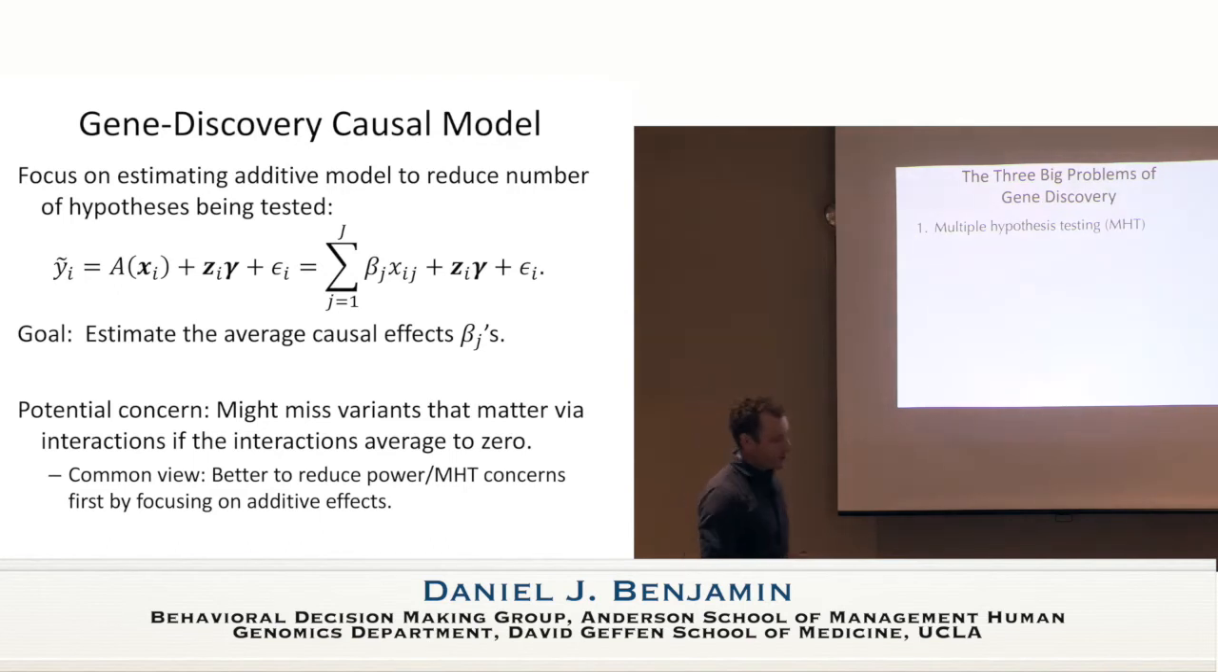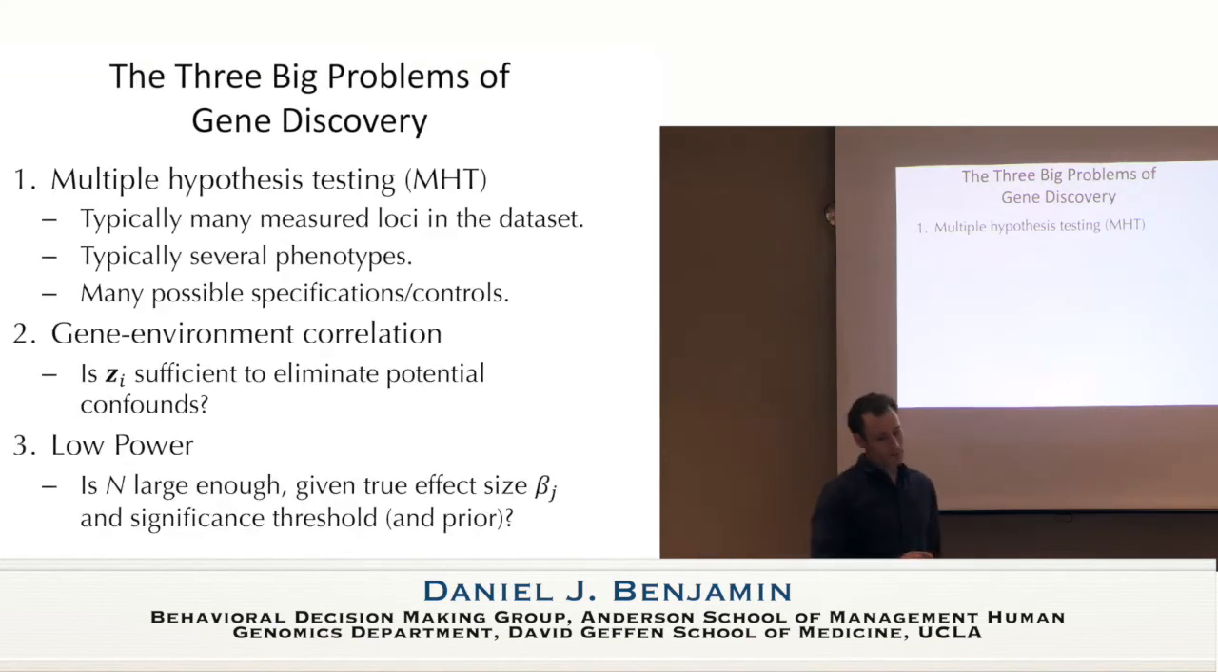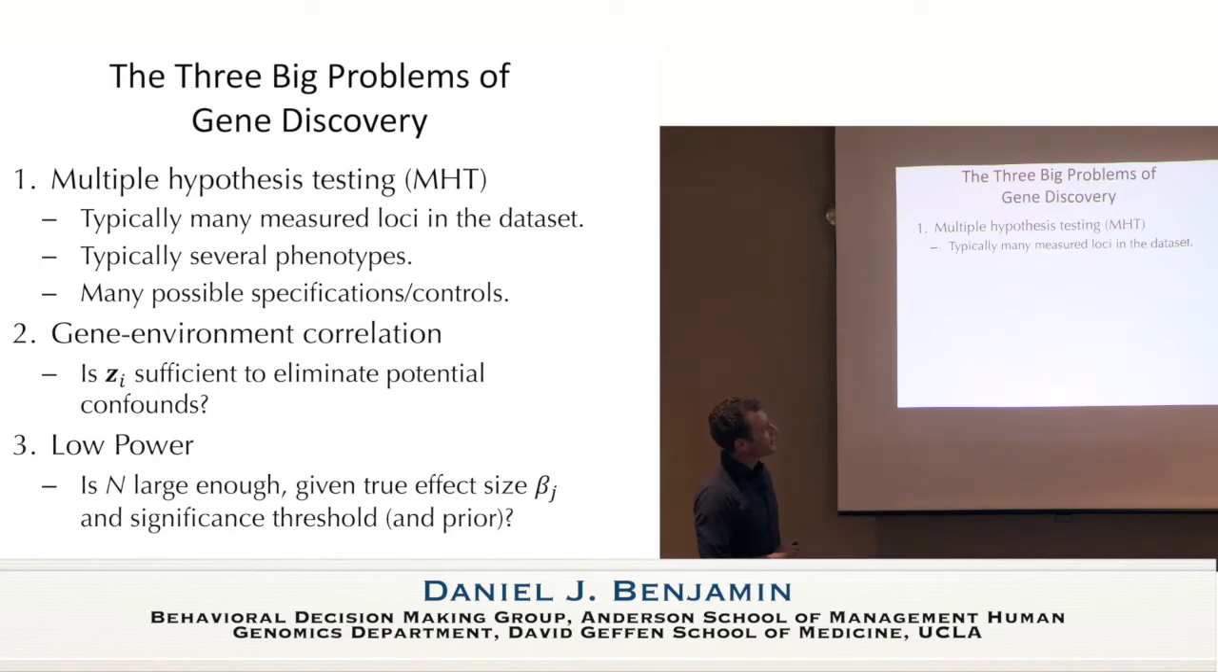So there are three major problems that come up when trying to do gene discovery. The first that we've already mentioned is multiple hypothesis testing. There are a few different reasons for this being a problem. One is that we often measure many genetic variants in a data set. We're going to test up to 10 million SNPs in a GWAS, for example. Sometimes there are several different phenotypes that you could analyze. And for any given phenotype, there are lots of different specifications that you could adopt, or control variables that you could include and not include.